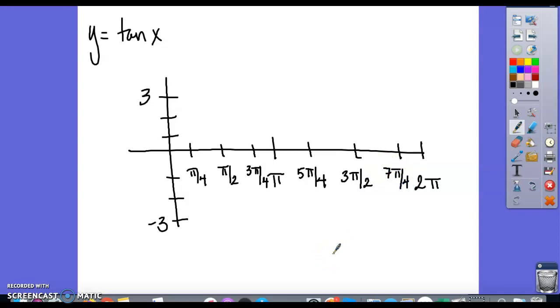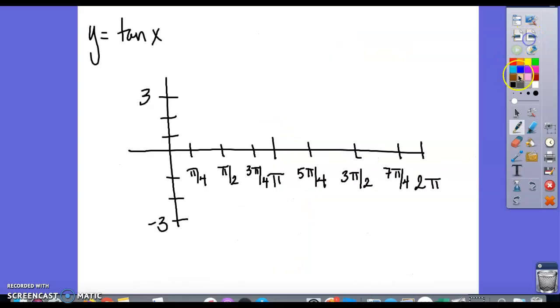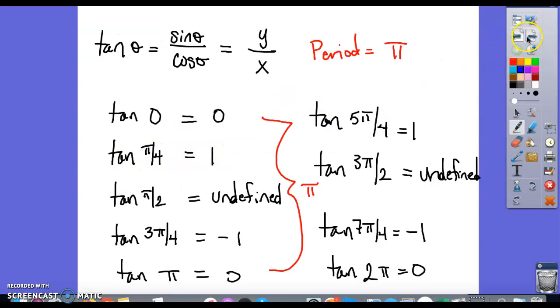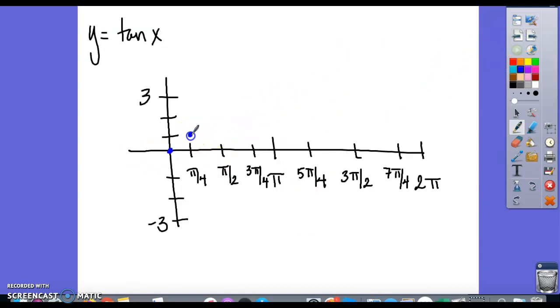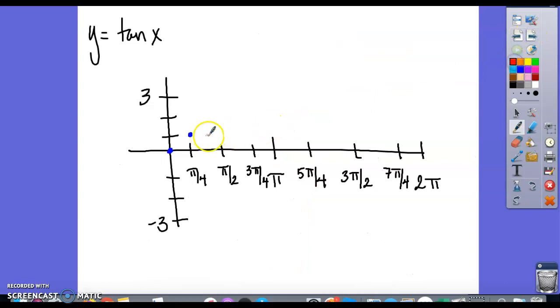Okay. So when I graph tangent, I'm going to go back to what I had right here. So the tangent of 0 is 0. Okay, so there's that point right there. The tangent at pi over 4 is positive 1. Okay, the tangent at pi over 2 is undefined. That means I've got an asymptote here. Right, so that graph looks like that.